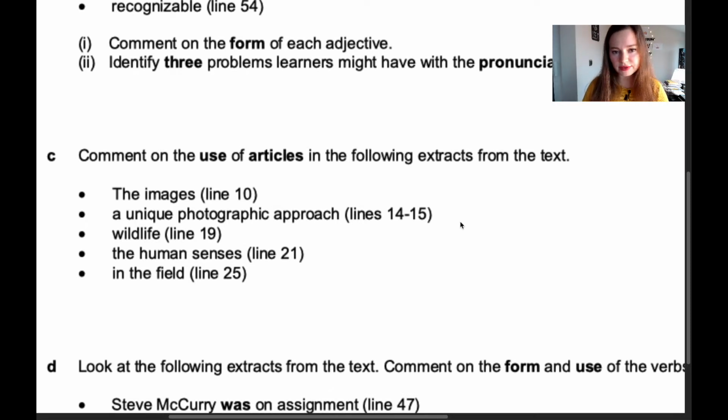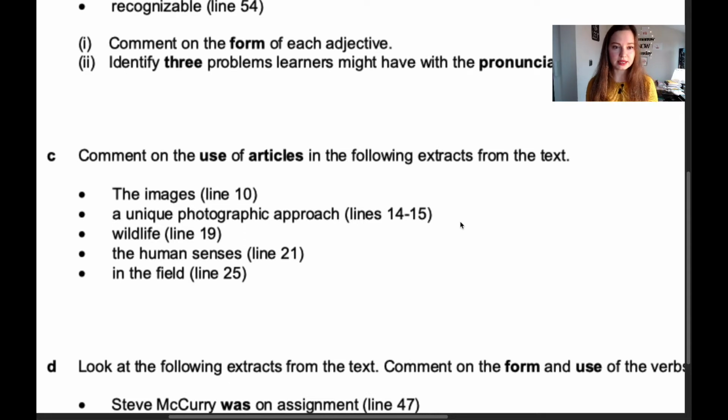A unique photographic approach. Okay, so here we can see an indefinite article, which is before a semi-vowel sound. That's why we have a, not an. Then we have wildlife. Okay, that's interesting. We have zero article. It is an uncountable noun. It's quite general, not specific.